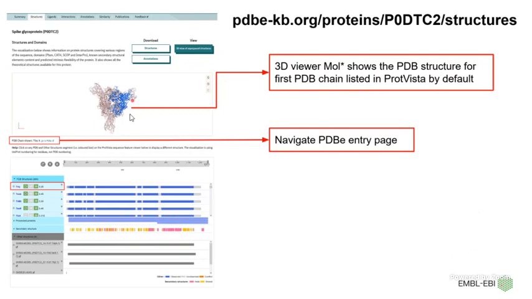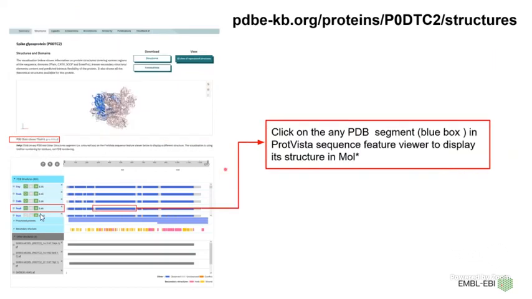You can see that by default, the structure which is first listed in ProtVista is highlighted in the Mol* viewer. If you want to view the specific PDB entry page, you can click on this button. You can click on any segment which you want to see in the Mol* viewer over here, and the structure will be displayed. For example, over here, if I click on this section, it highlights 7SO9.